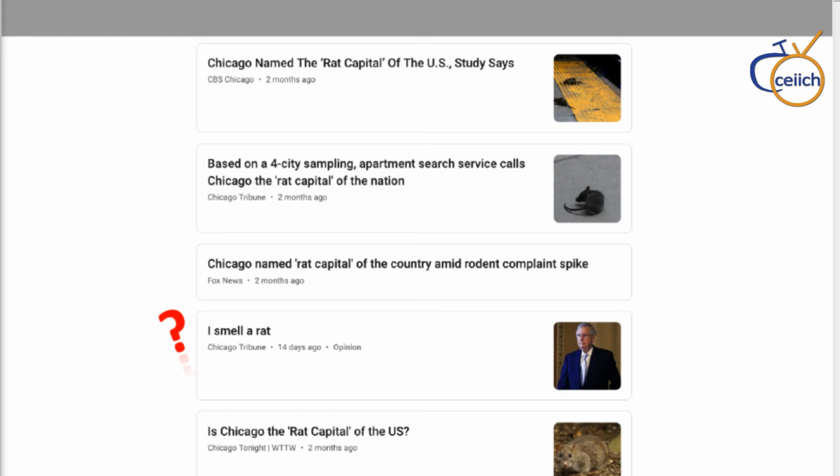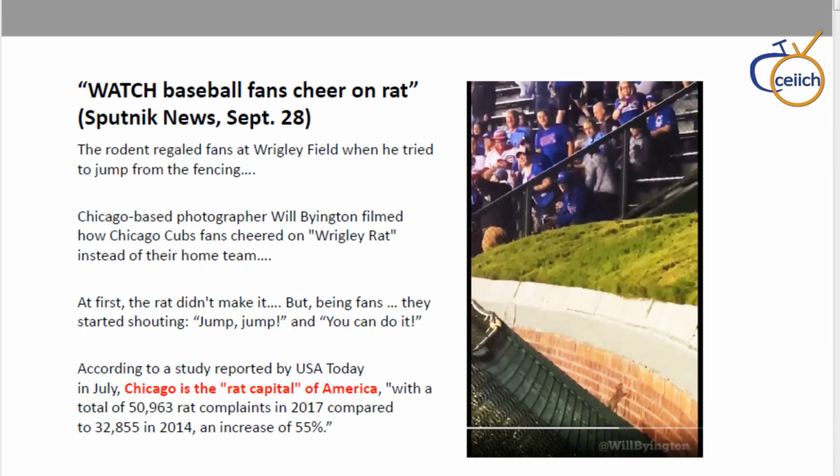And of course, this went viral and became a subject for the news. So as this story explains, the rodent regaled fans at Wrigley Field when he tried to jump from the fencing. The Chicago photographer filmed how Chicago Cub fans cheered on the Wrigley rat instead of their home team. So now the rat was more interesting than the baseball players. At first, the rat did not make it, but being fans, they started shouting, "Jump, jump, you can do it."